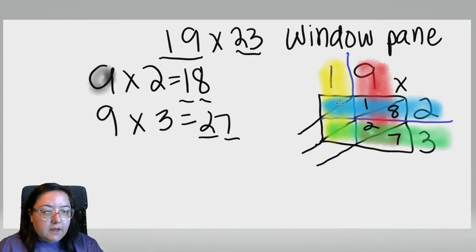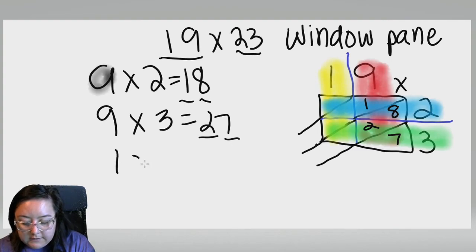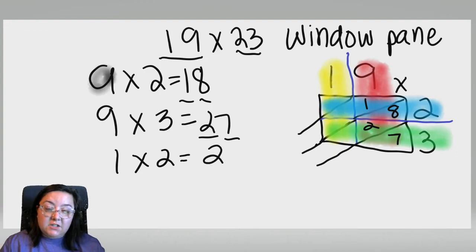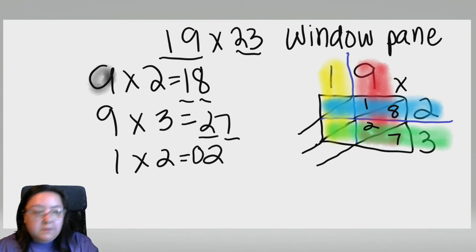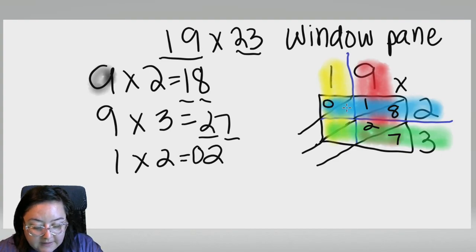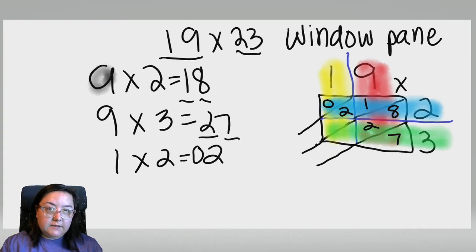In this area up here, I have yellow mixed with blue. So my yellow number times my blue number. 1 times 2. Now, that product is 2. The number 2 does not have a digit in the tens place, so in our box, we fill in a placeholder. It's going to give the same value, but it's not going to change it. So 0 in the tens place, 2 in the ones place.